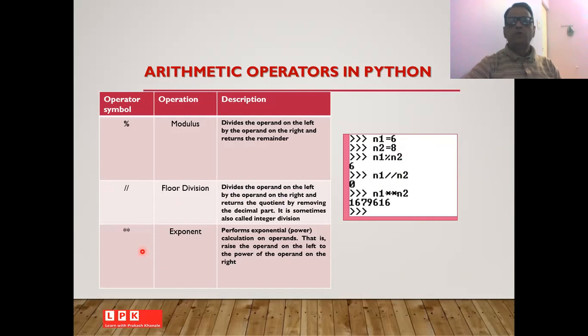There is another useful operator called the exponent, double star, and it will perform the power or raise to calculation. That is, it will raise the operand on the left to the power of the operand on the right. So if I make use of n1 double star n2, then I will get the value 1679616. That is, I will get the value 6 raised to 8.